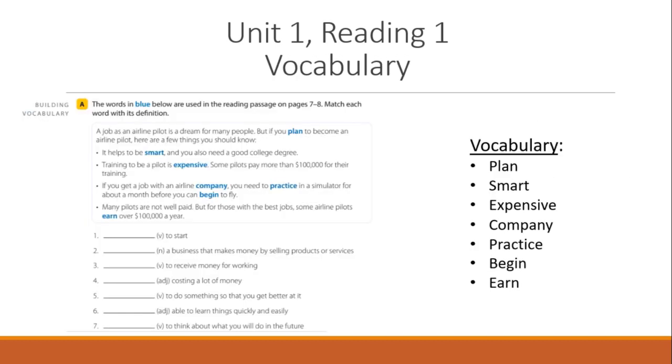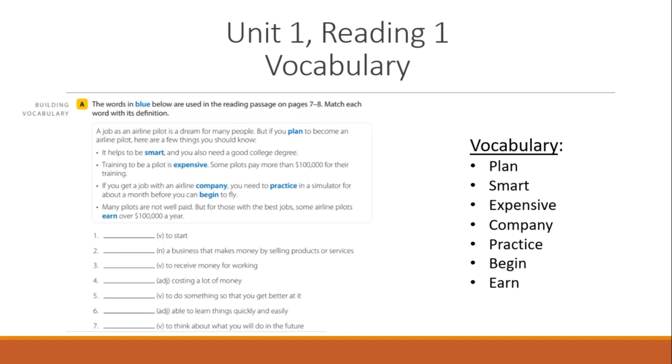Now moving on to page 5, this is now preparing to read. It says preparing to read at the top of the page, where we will do some vocabulary building. In this vocabulary building, there are 7 words we need to match to their definitions. So we have the words plan, smart, expensive, company, practice, begin, and earn. So what you need to do is read through this and match them below to each definition.